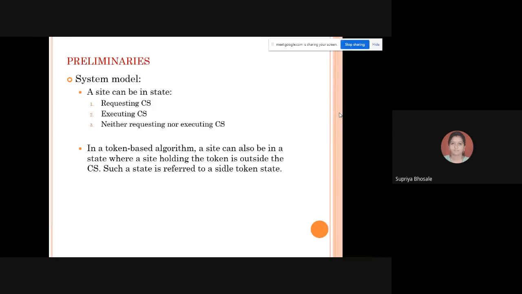So for this purpose, what are the different preliminaries, prior conditions? We can say that the system model will be consisting of, or your site should be in the state of requesting, executing, and third is neither requesting nor executing critical section. Your particular node should be in the condition of requesting for a critical section or executing the critical section, and third is neither requesting nor executing critical section. Means it is already over with that machine's task, or that particular machine will not be interested to go into the critical section.